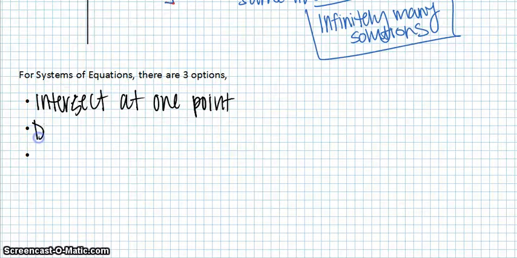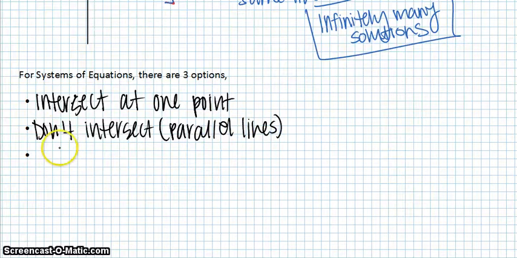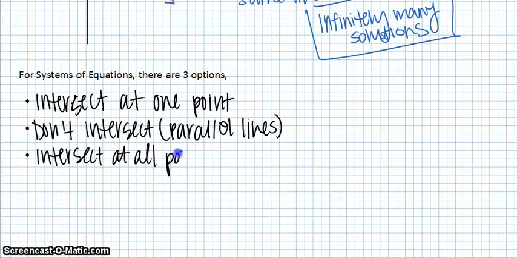You might have where they don't intersect. That means that they are parallel lines. They'll never cross. And then you also have intersect at all points, which means that they are the same line. There you have it.